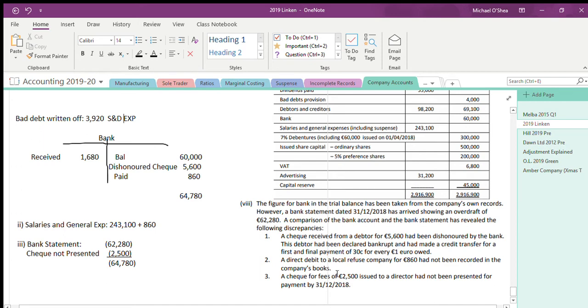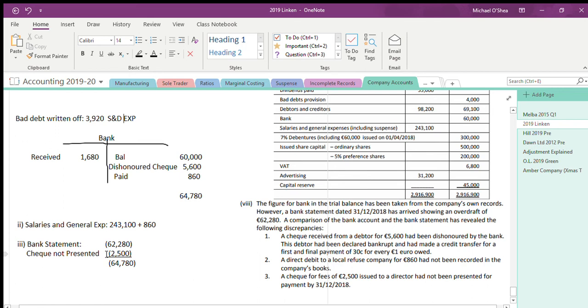But because the check hasn't been cashed by this director, the bank actually has no idea. It has not been presented for payment. So basically what that means whenever you see it is that the bank statement hasn't included this adjustment yet. So all we look at here is the bank statement, and you never change this figure. You never change your bank account. You leave it alone. Whenever you see something had not been presented for payment, you only look at the bank statement figure. So my bank statement figure is an overdraft of 62,280.